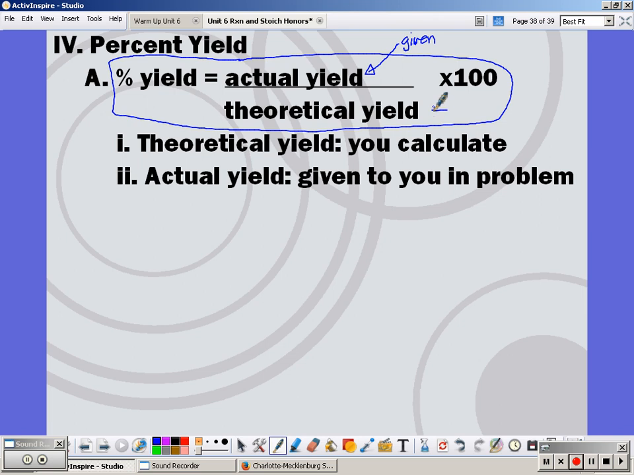Theoretical yield is the answer to a stoichiometry problem. So it's the math or the tables. You solve it. So it's not given to you in the problem. You calculate it.